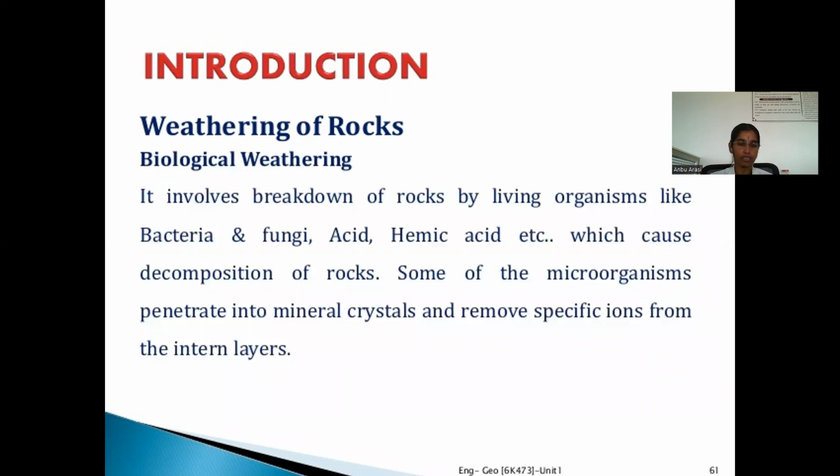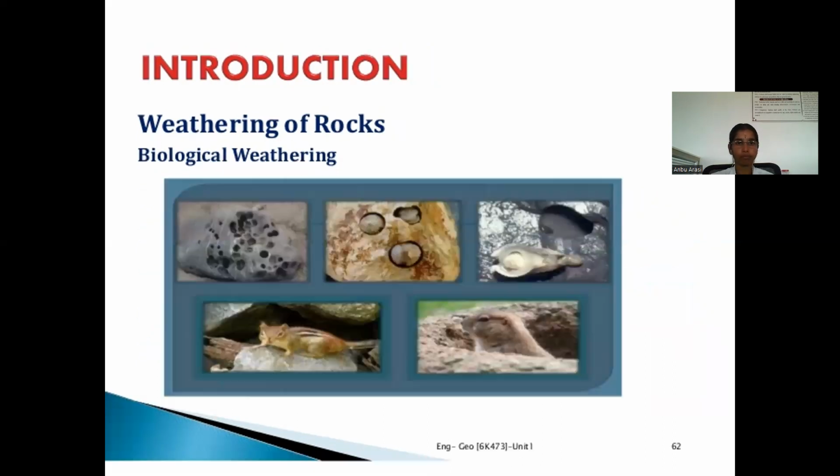Next, biological weathering. Biological weathering involves breakdown of rocks by living organisms like bacteria and fungus, and acids such as humic acid, which cause decomposition of rocks. Some of the microorganisms penetrate into mineral crystals and remove specific ions from the internal layers. This is the biological weathering.